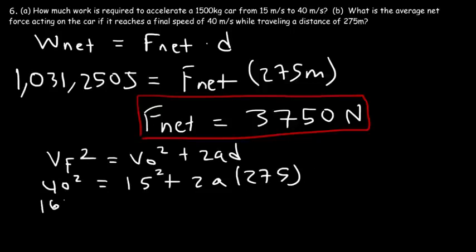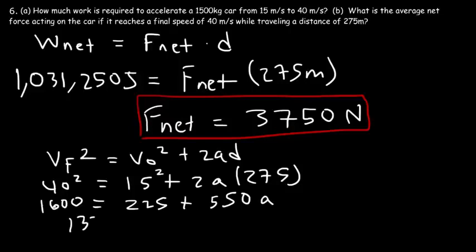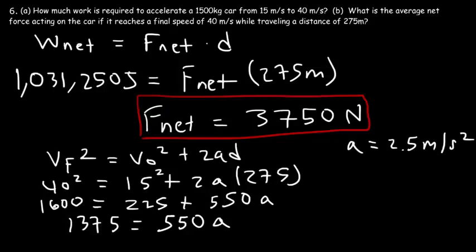So we know 40 squared is 1600, 15 squared is 225, and 2 times 275 is 550. Now 1600 minus 225 is 1375. So to calculate the acceleration, we need to divide both sides by 550. 1375 divided by 550 is 2.5 meters per second squared. So that's the acceleration of the vehicle.